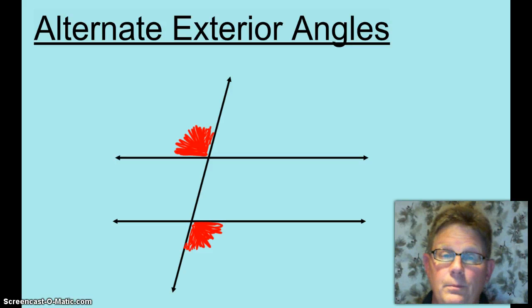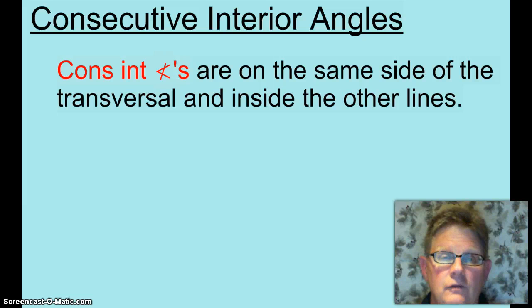We've got one more angle pair to find out. Consecutive interior angles. Consecutive interior angles, if you want to abbreviate them, are on the same side of the transversal and inside the other lines. That would be consecutive interior. Some books call them same side interior, obviously because they're on the same side. Let's go have a gander at those.